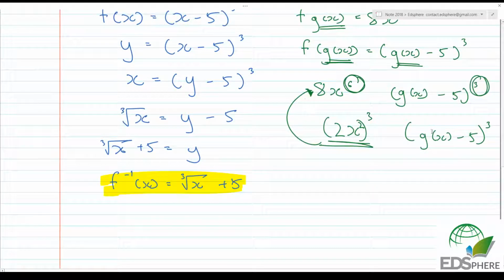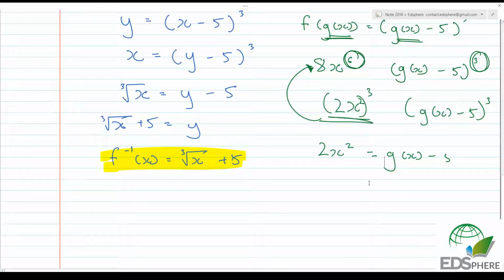So now we can actually finally make a comparison between here and here. We know that 2x squared will then be equal to g of x minus 5. Okay, so the question asks, what is g of x? Well, that is simple. g of x will simply be 2x squared plus 5. Remember, that's a 5 there. So voila, guys, this is actually how you figure it out.